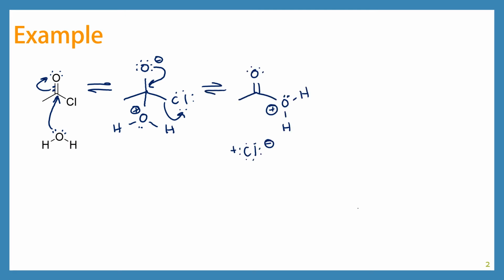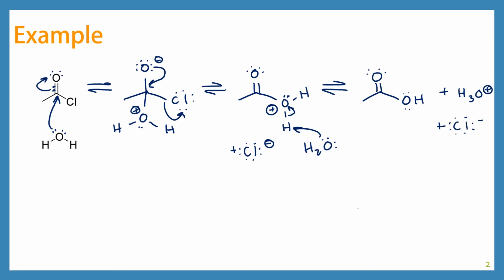At this point, the product would then be deprotonated by another molecule of water to give us our final product, which would be a carboxylic acid, plus H3O+ plus chloride, our leaving group. Now, if you're wondering why chloride did not do the deprotonation, it's because you cannot create hydrochloric acid in aqueous conditions. They would eventually dissociate to H3O+ and chloride anyway, so we just showed the deprotonation with water.